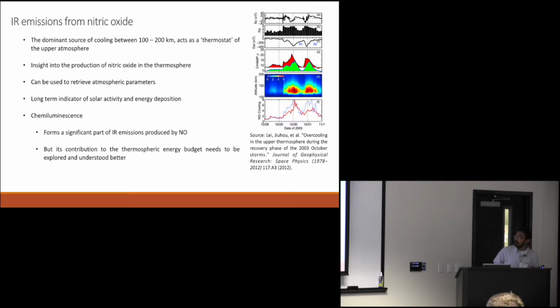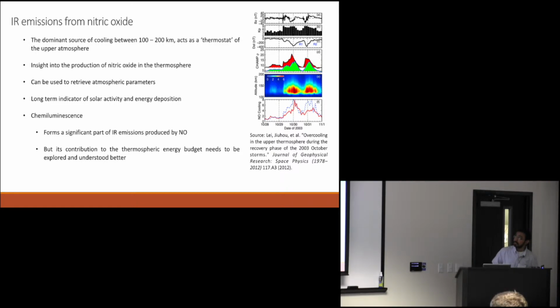I'll get into that. But just to stay for a minute longer on the importance of NO, this is from a paper from 2012, for the 2003 Halloween storm. We have here Bz and Kp; the sun was really active those days. And this is neutral densities measured by the CHAMP satellite. What happened was the storm hit, the atmosphere expanded, and the satellite sees more drag. And then this is the SABER data, which shows the IR emissions from NO. So it's cooling the atmosphere.